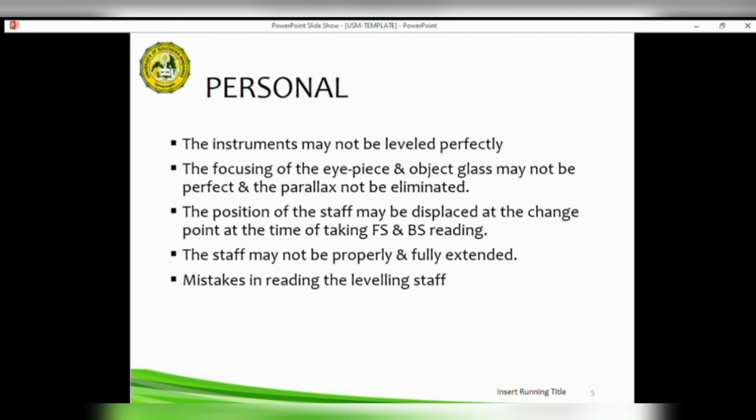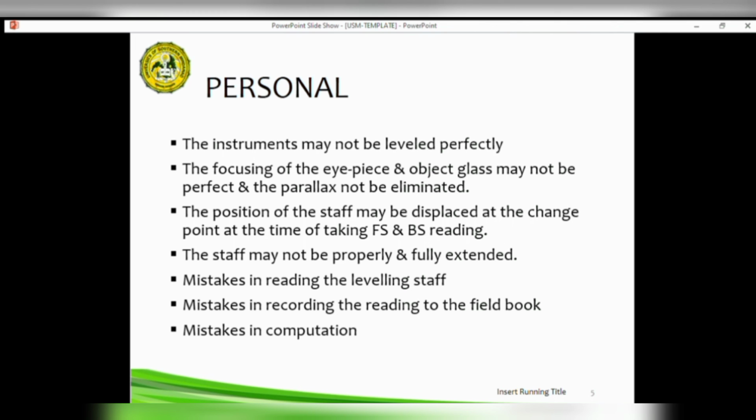Mistake in reading the leveling staff, mistake in recording the reading in the field book, and last, mistakes in computation.